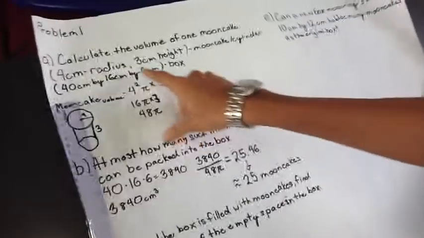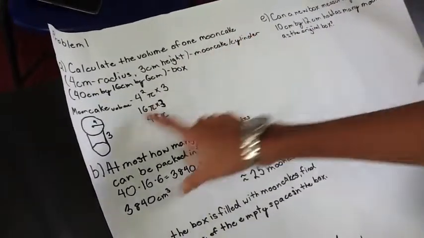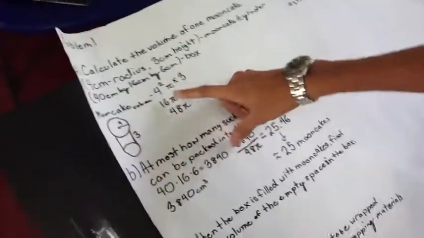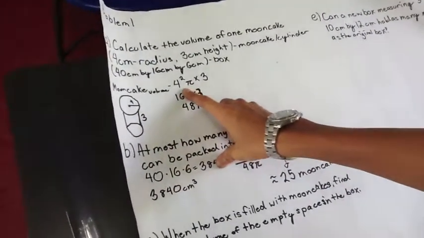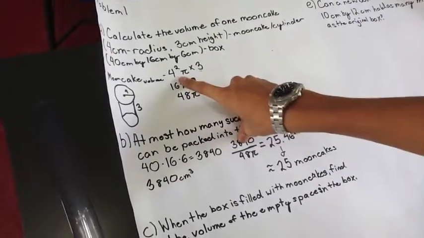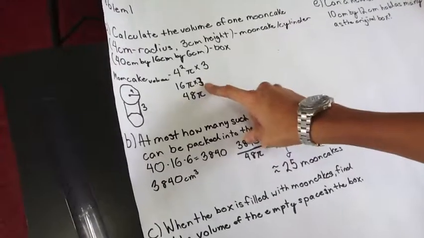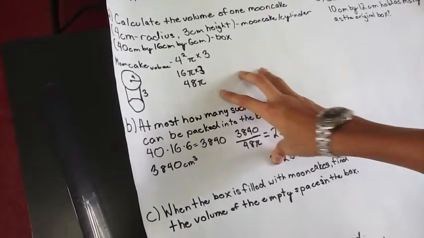So problem number one. Calculate the volume of one mooncake. As we know, to get the volume of a cylinder, we have to get the area of the circle times the height. Since the radius of the circle is 4, we get pi r squared, which is 4 squared times pi, times 3. That's 3, the height. So the area of the circle is 16 pi times 3, which equals 48 pi. I won't put in the decimal form since we'll use it in later problems.